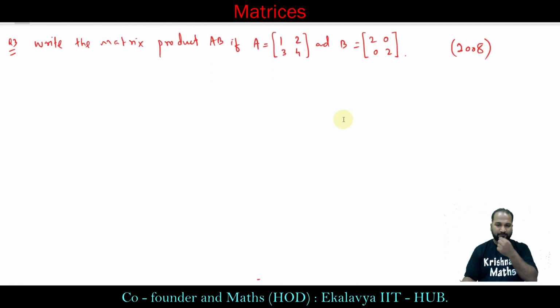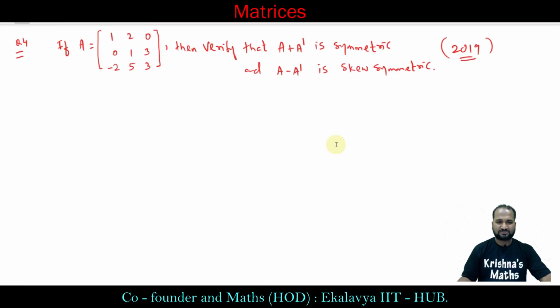Now write the matrix product A into B if A equal to this, B equal to this. Again came in 2008 examination. Now look, product you need to find A into B. Now look at the next question. Question 4. If A is equal to 1 2 0 0 1 2 minus 2 5 3, verify A plus A transpose is symmetric and A minus A transpose is skew symmetric.